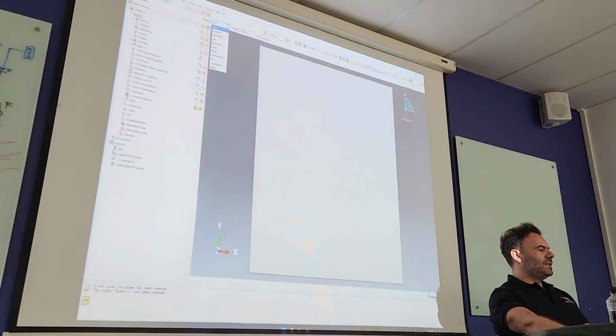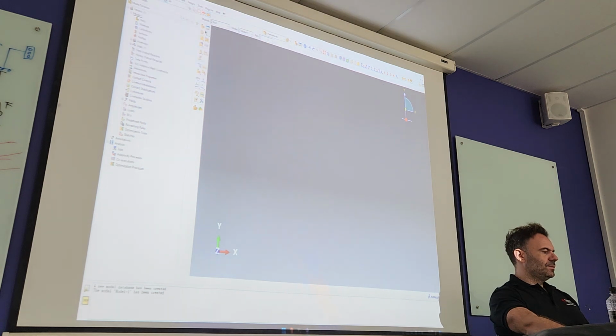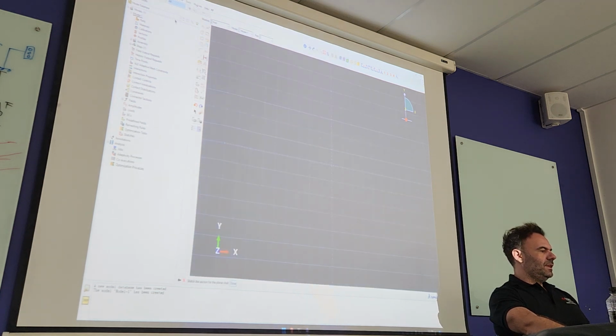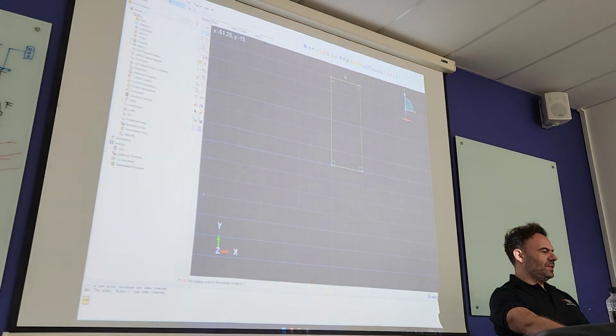So let's delete this and sketch properly what we have here. So it's shell, deformable, 3D. And so it's 600 by 600.